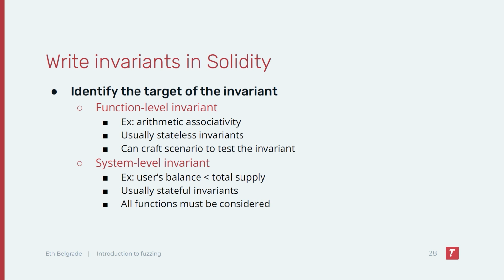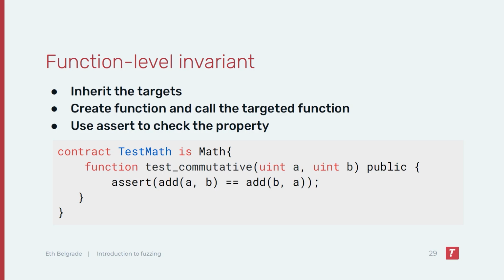Then we have system-level invariants. System-level invariants are invariants that are not dependent on a specific function and should remain true across the entire system. The total supply versus balance of the user is an example of a system-level invariant. They are more powerful, but also more tricky to define. So start with function-level invariants.